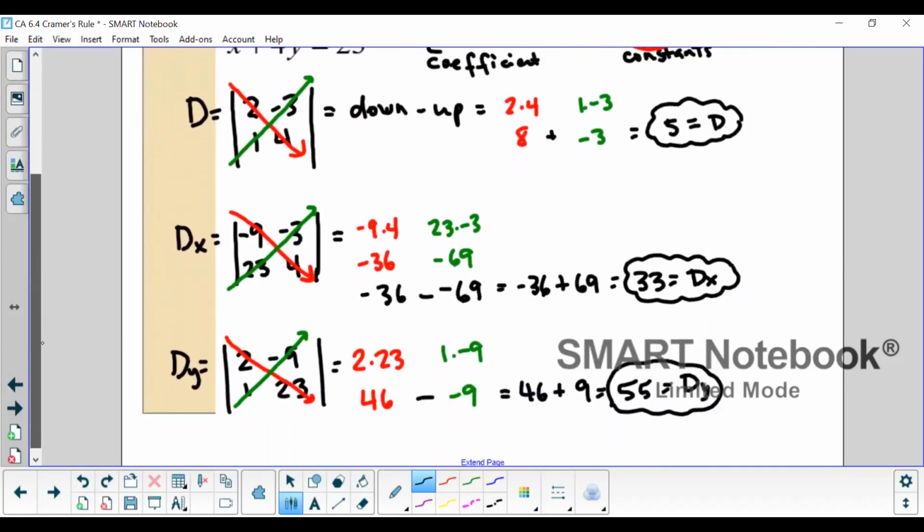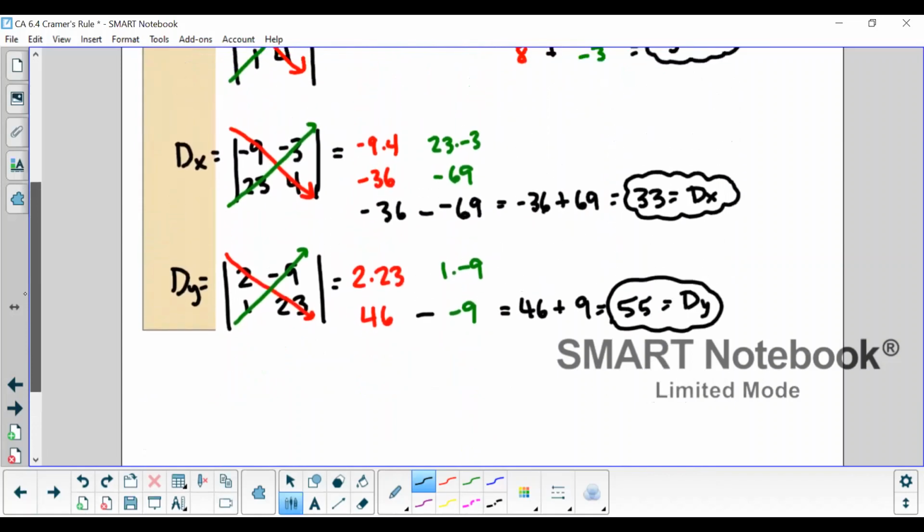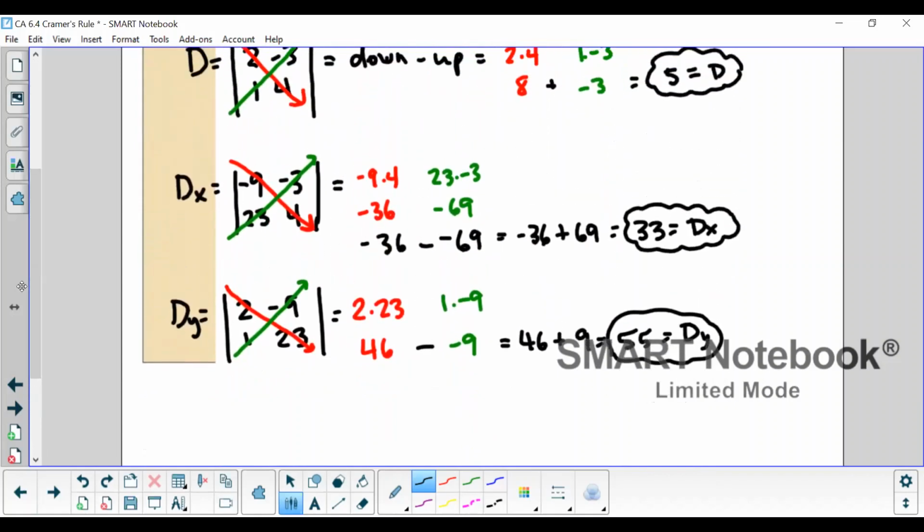So here's my things. Okay, there's my D, Dx, Dy. So x is going to be equal to whatever Dx divided by D is, which is 33. Oh, I feel like something's wrong. I did bad math somewhere.